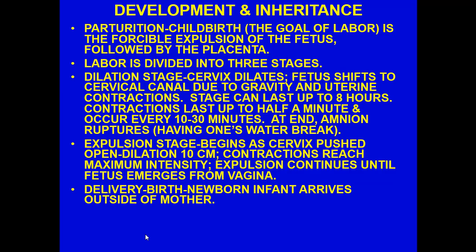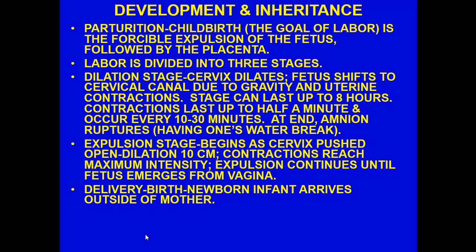Contractions last up to a half a minute and occur every 10 to 15 minutes. Usually what happens is, as you get closer and closer to expulsion, in this dilation stage, the contractions are going to start and occur, let's say, every 30 minutes, every 25 minutes, every 20 minutes, every 15 minutes, every 10 minutes. At the end, the amnion is going to rupture. This is where we get into the term having one's water break.